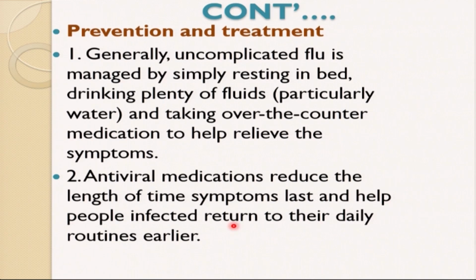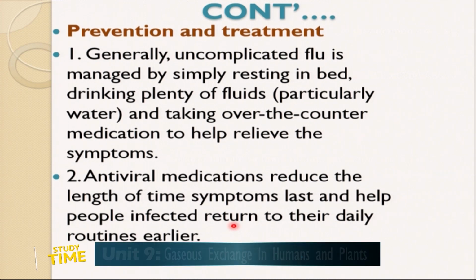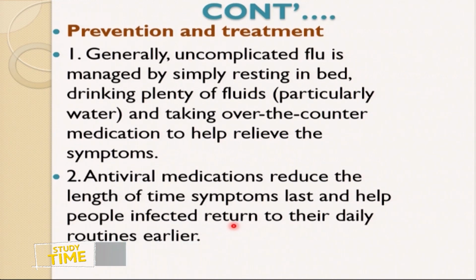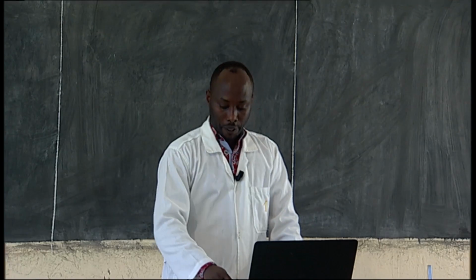General treatment: uncomplicated flu is managed by simply resting in bed and taking plenty of fluids, particularly water, and even taking over-the-counter medication to help relieve the symptoms. Antiviral medication can also be used to reduce the length of time of symptoms.